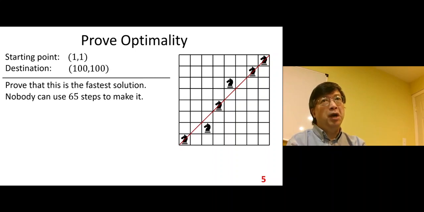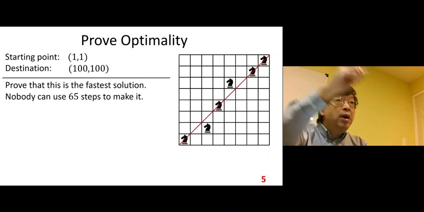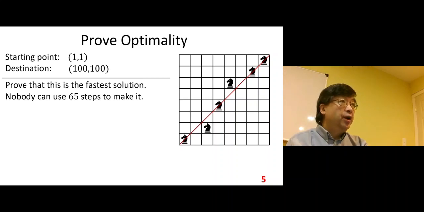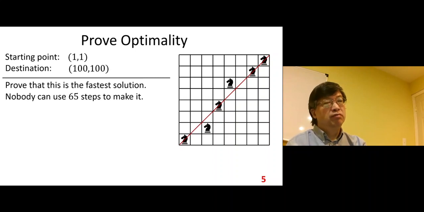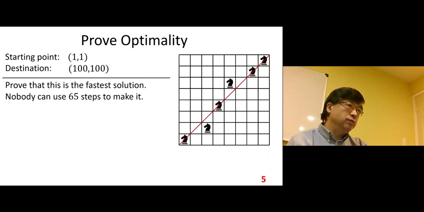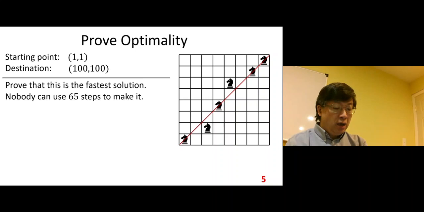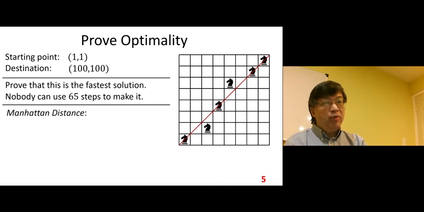66 steps. But the problem is nobody can try all the possibilities. If someone wants to do an exhaustive search, it is impossible. Don't even try it. That number is a huge number. Too bad. Too stupid.